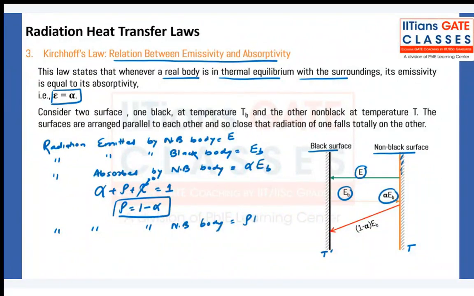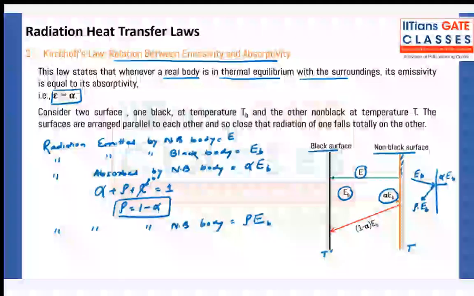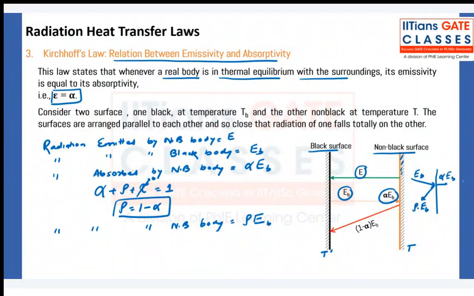Whatever the reflectivity is, it is going to reflect that portion of EB. Out of the total EB incident on the surface, some part is absorbed, how much? Alpha EB. And some part is reflected, how much? Rho EB. Nothing is transmitted because transmissivity is equal to 0. So I can write the reflected part as 1 minus alpha times EB.